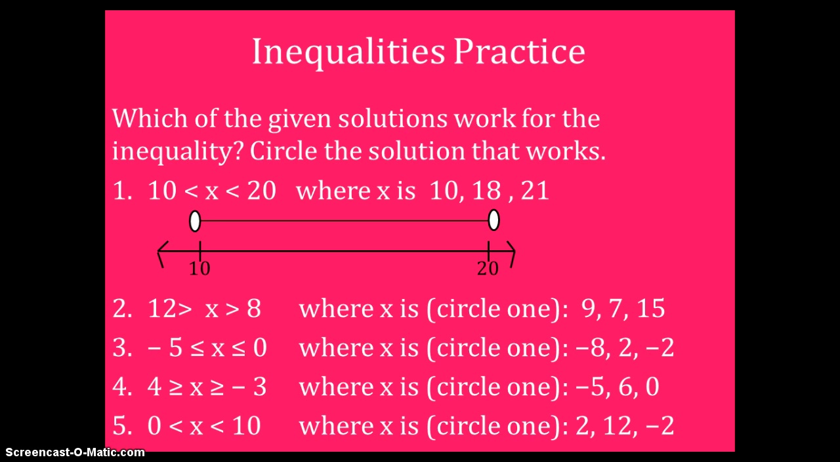Again, you'll do some more inequalities practice, but this one will be a little different. Notice it says which of the given solutions work for the inequality. You'll circle the solution that works for that particular situation. So number 1 says that x should be greater than 10 but less than 20. Again, if you look at that carefully, the x has to be greater because the mouth is pointing to the x. The x has to be greater than 10, but it also has to be less than 20.